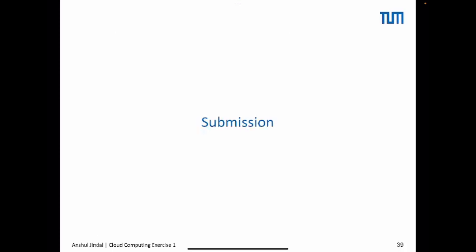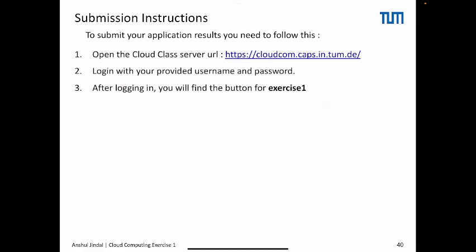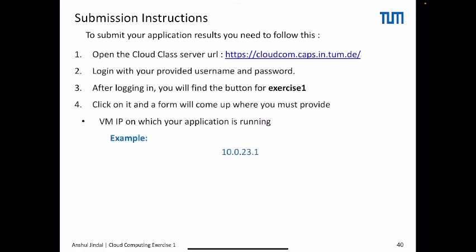So now, how you can submit this exercise. I think you should all have the access credentials for the logging server, right? If anyone is missing the credentials, okay, that's good. So now you should first open the Cloud Class server URL, then log in with your credentials, then check exercise 1, and then you have to specify the IP address of the virtual machine where your application is running.